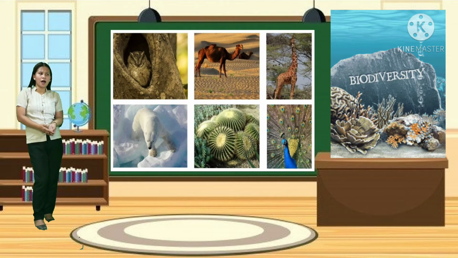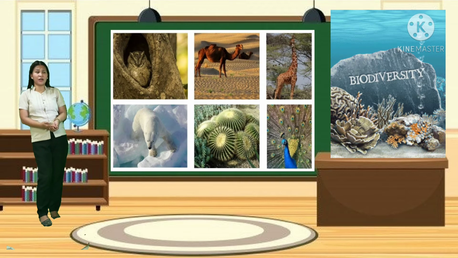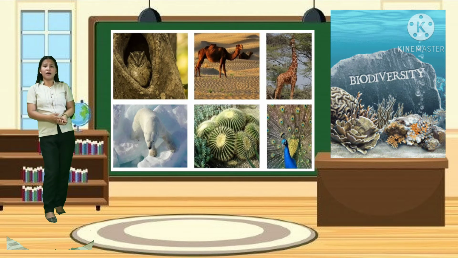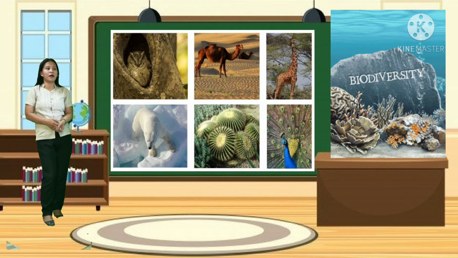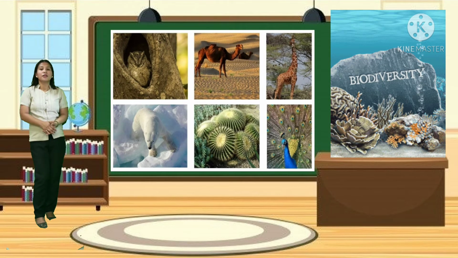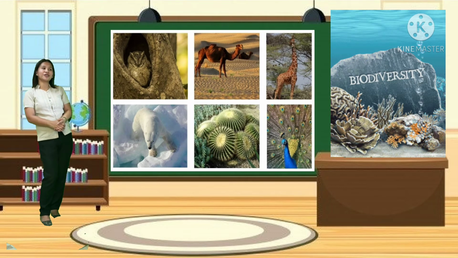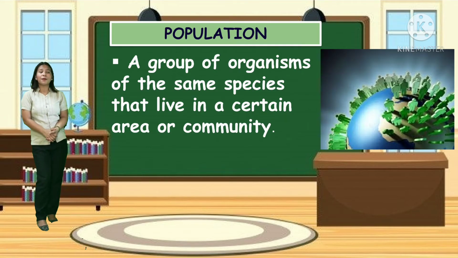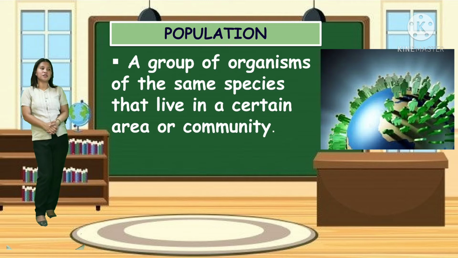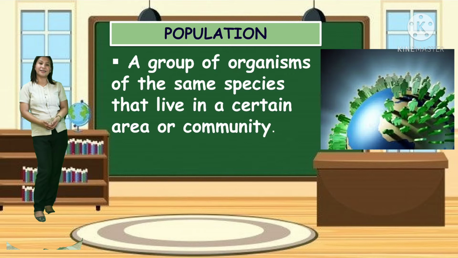Do you wonder how the population of organisms in an ecosystem affects biodiversity? Biodiversity plays an important role in the adaptation and survival of living organisms. Now, let us discuss some important terms about biodiversity. First, we have population. A population is a group of organisms of the same species that live in a certain area or community.